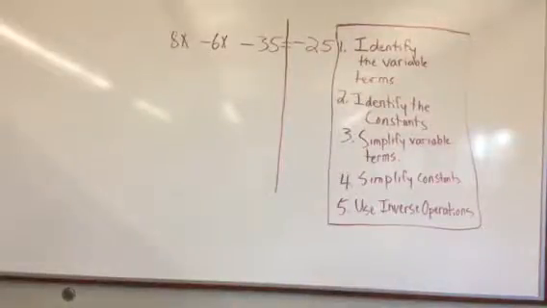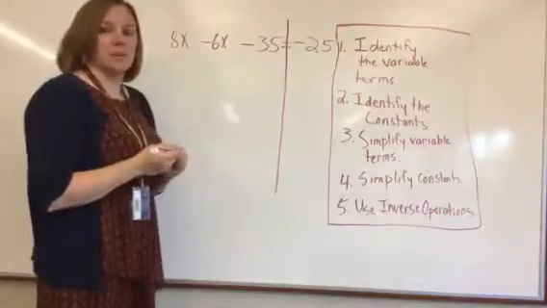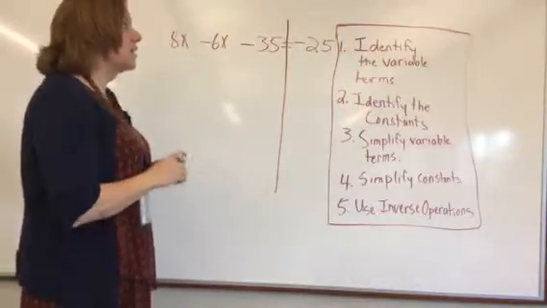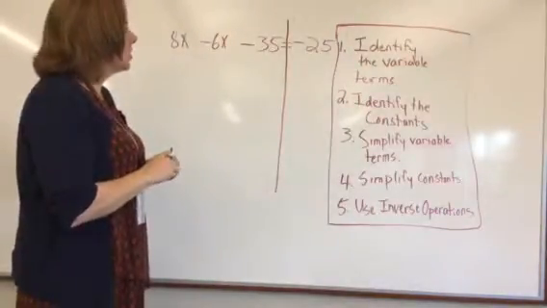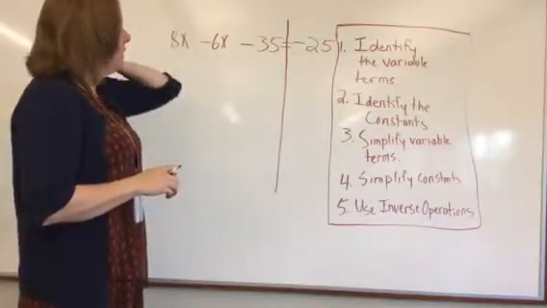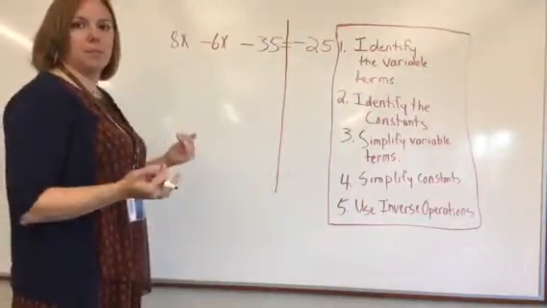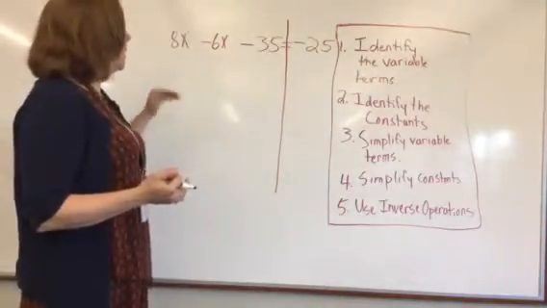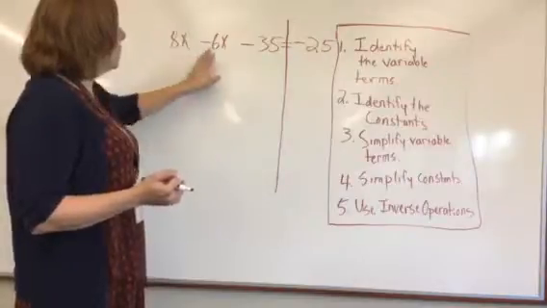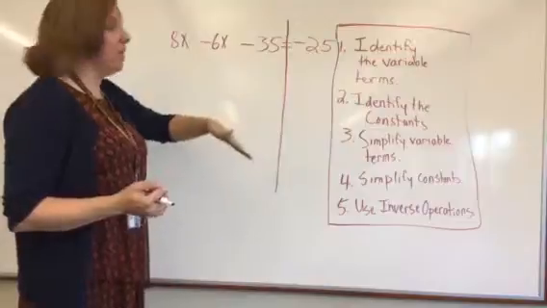The skill we're going to work on in this video is solving equations that are multi-step. They have more than one step. The last video was just single step equations. So we have a few different steps you need to follow when you are solving an equation that has more than just that one step. Our equation is 8x minus 6x minus 35 equals negative 25.